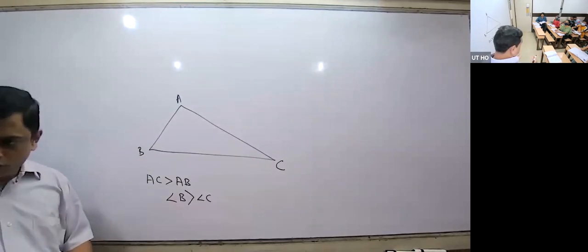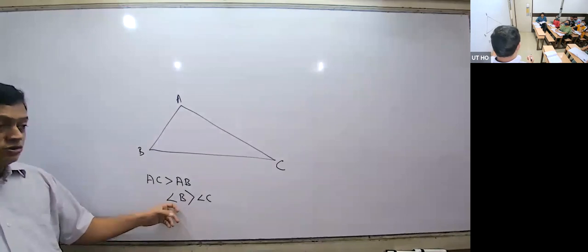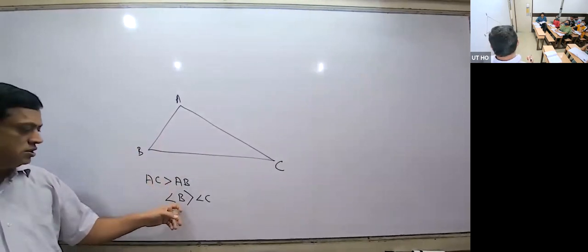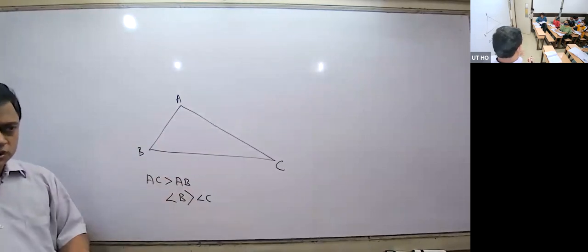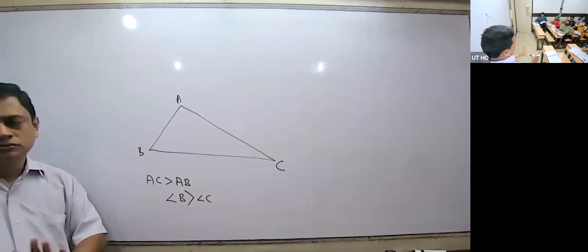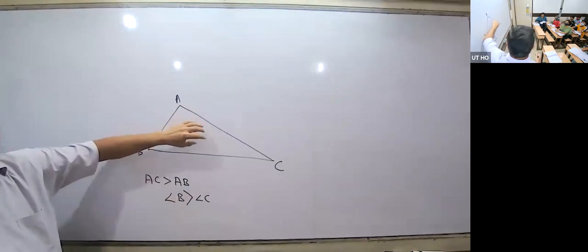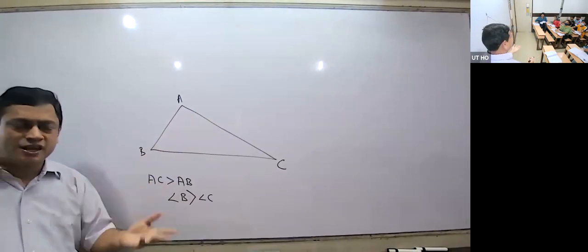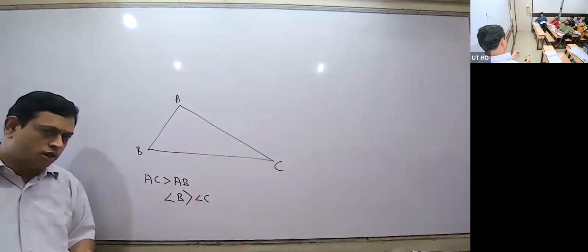Now, the second inequality property says the opposite. If 2 angles are unequal, the greater angle has the longer side opposite to it. Okay, understood or not? These properties are clear. If 2 sides are unequal, the longer side has the greater angle opposite to it, and the opposite also.